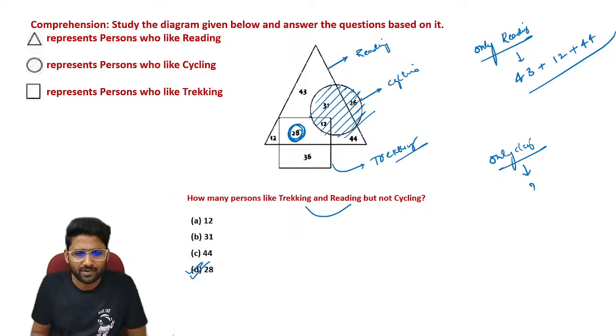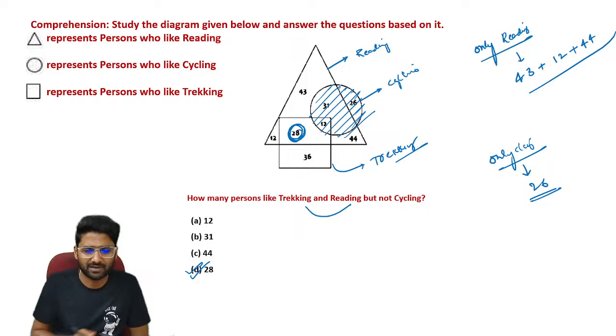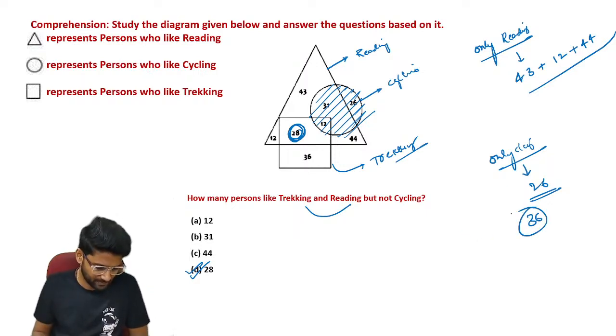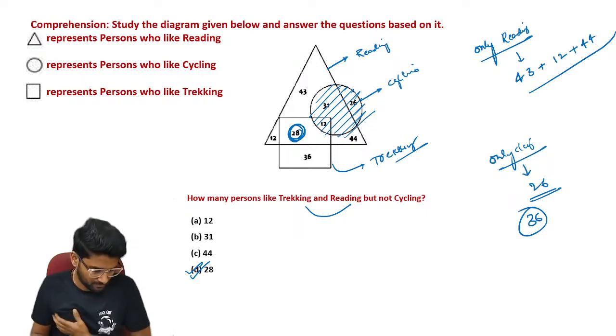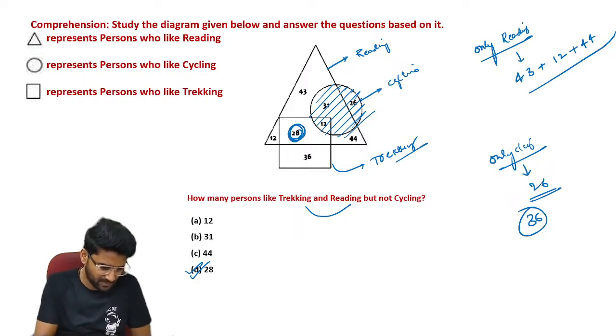For example, only cycling: you can see that only 26 people. 31 and 12 are mapped with other values, right? Same way, only trekking is 36. Okay. Is it clear, Kanakaraju?